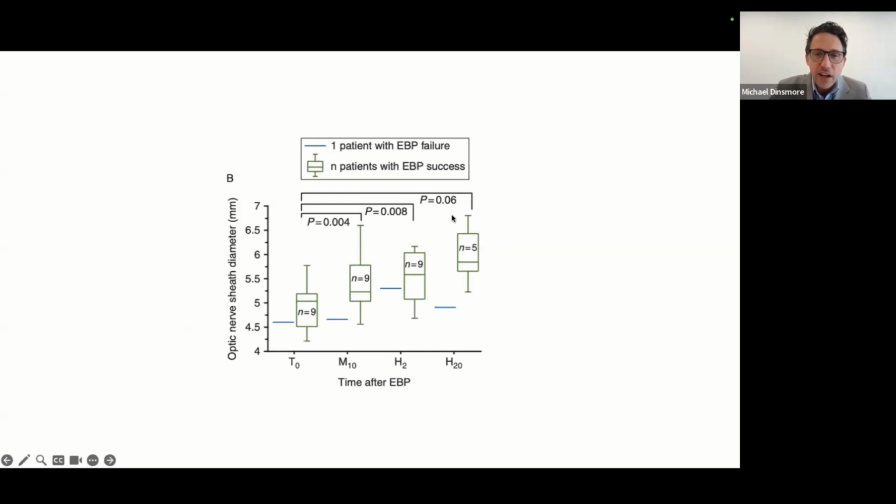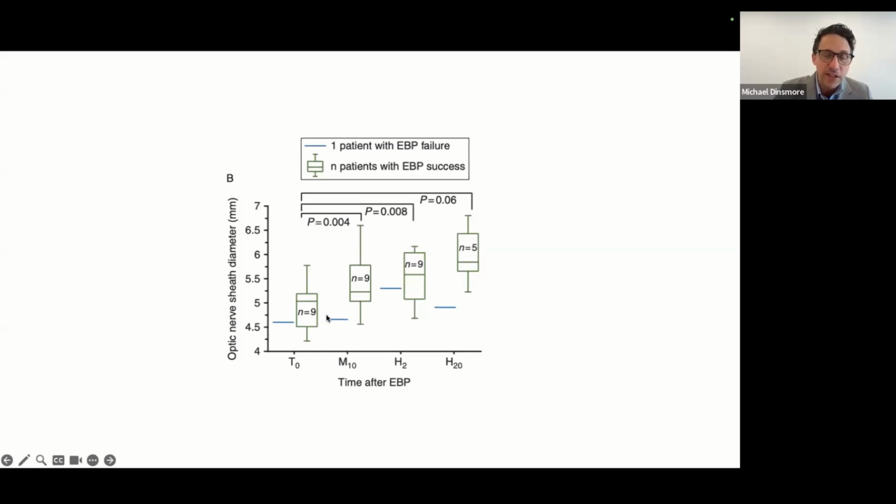And what you can see here in the green boxes, these are patients that showed a successful epidural blood patch. So they had no symptoms after the epidural blood patch, and you can see their optic nerve sheath diameter starts to increase as time goes on. From time 0 to after the treatment, at 10 minutes and 2 hours, optic nerve sheath diameter is still increasing up to 20 hours.